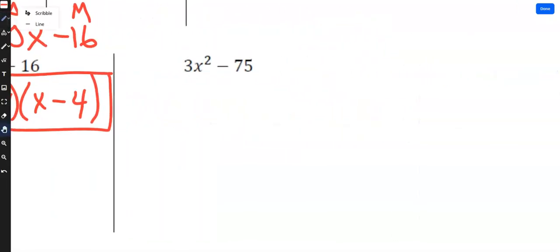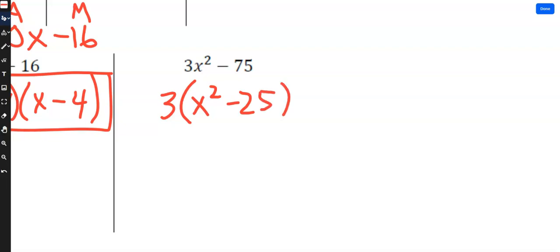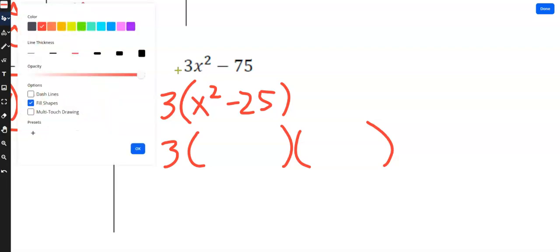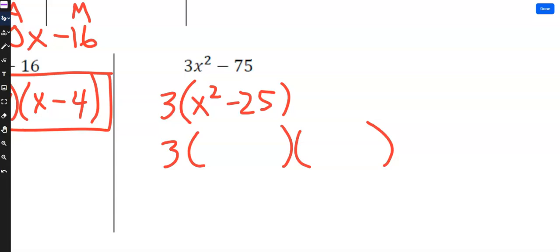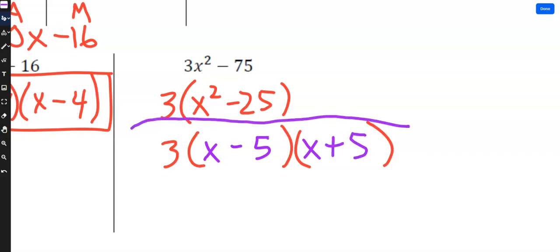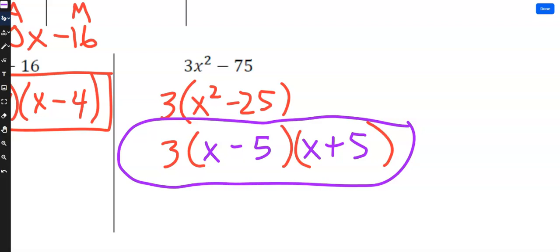If you run across one that does have a GCF, pull it out, just like we talked about on the other questions. Oh, look, there is a difference of perfect squares, so we could go farther. Of course, the idea of a square is that you take the square root. And the square root of 25 is 5. One's a plus, one's a minus, and you're done with the question. So, pretty straightforward, not too complicated.